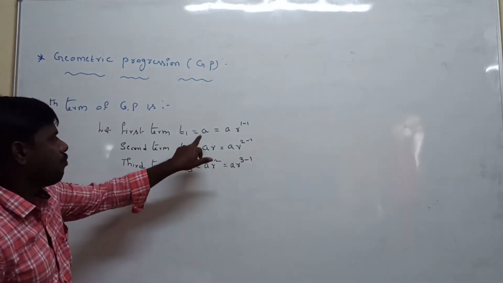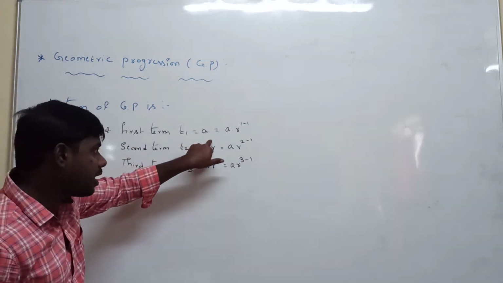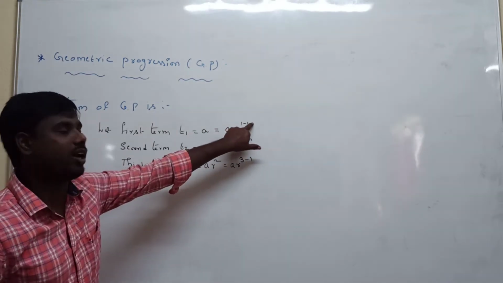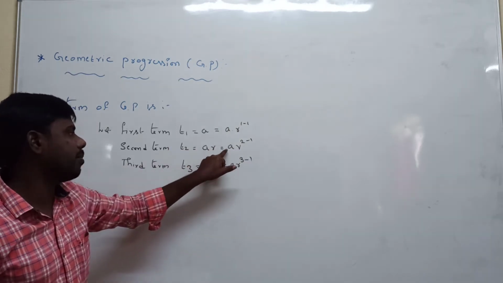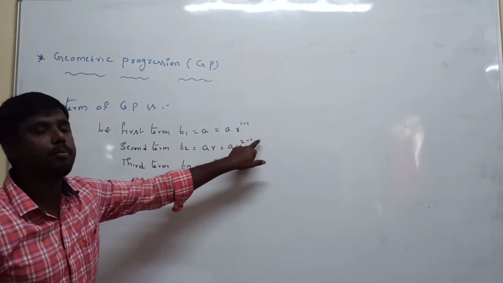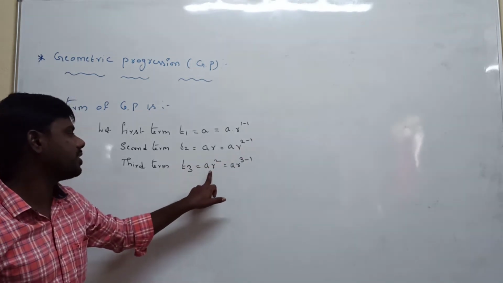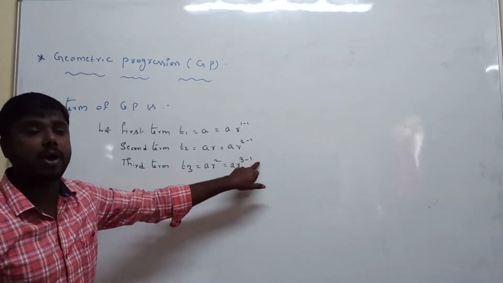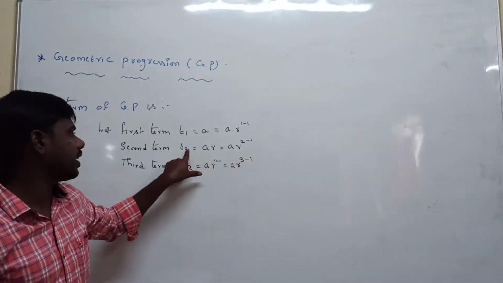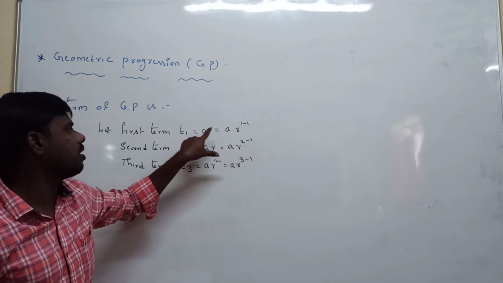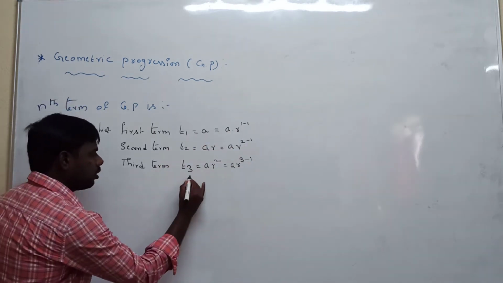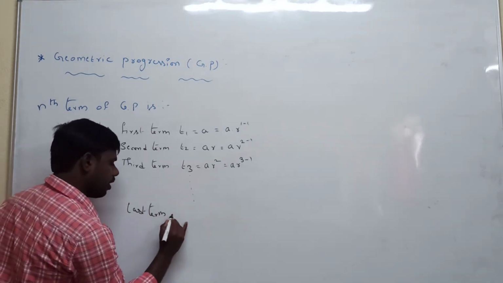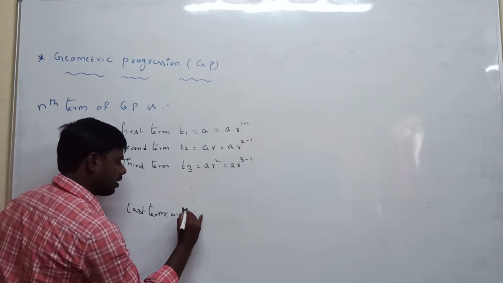Listen carefully. The first term is denoted by a. a is written as a into r to the power of 1 minus 1, meaning first term minus 1. The second term we are taking is ar. ar can be written as a into r to the power of second term minus 1. Like that, the third term can be written as ar squared, which is a into r to the power of 3 minus 1. The third term takes 3 minus 1, the second term takes 2 minus 1, the first takes 1 minus 1, and so on. So on, to the last term or nth term.